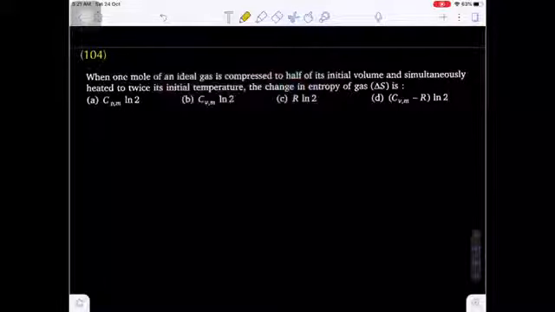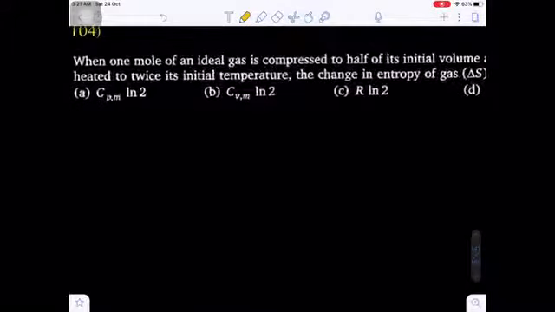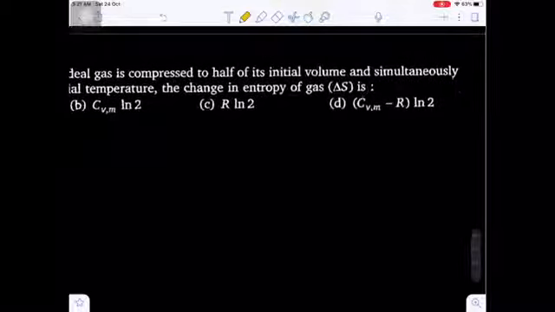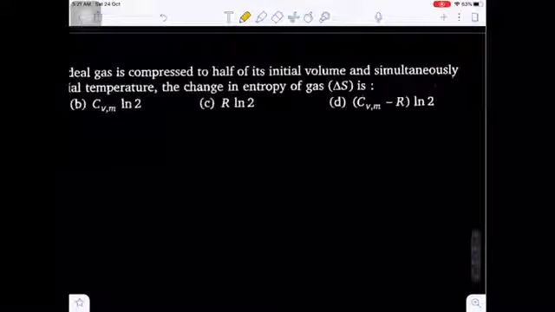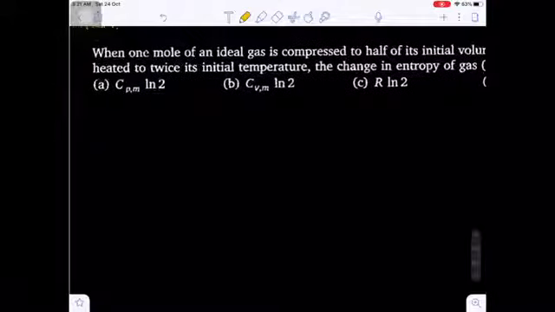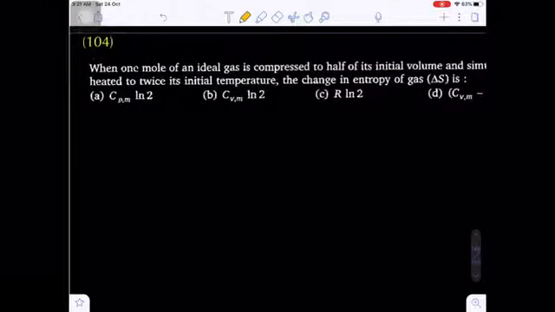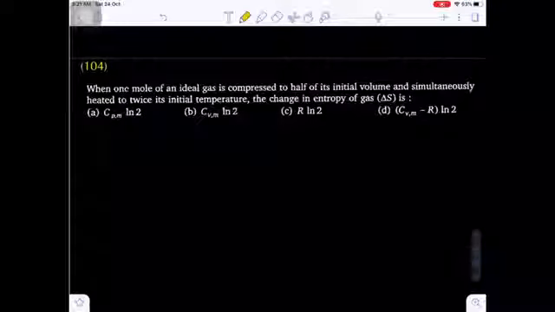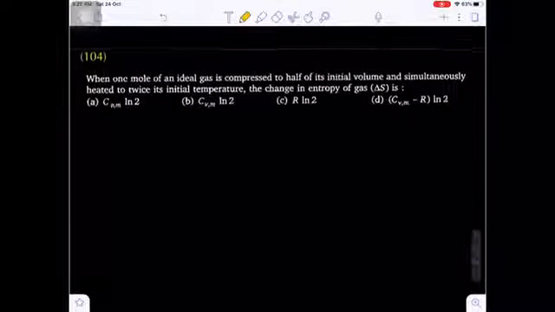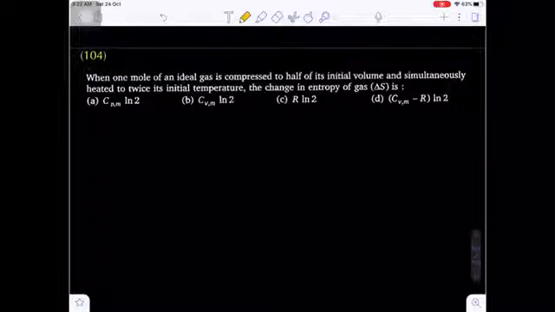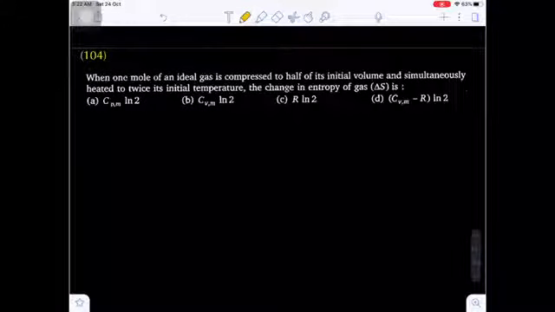In the question number 104, 1 mole of an ideal gas is compressed to half of its initial volume. Volume becomes half, and simultaneously it is heated to twice its initial temperature. That means volume decreases by 1/2 and temperature increases 2 times, the change in the entropy value.